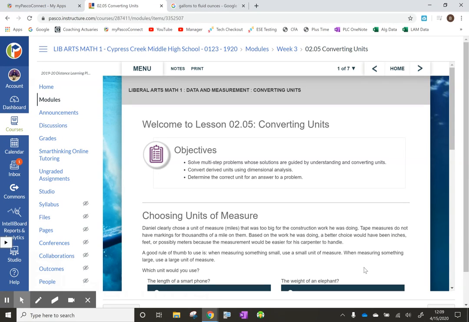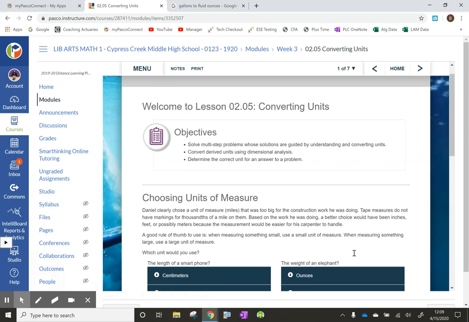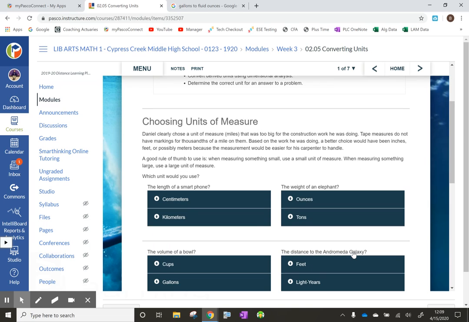Hey, so welcome to section 2.05, where we are going to be converting units. Now, the first thing that this module discusses is which unit is best for a particular measurement.